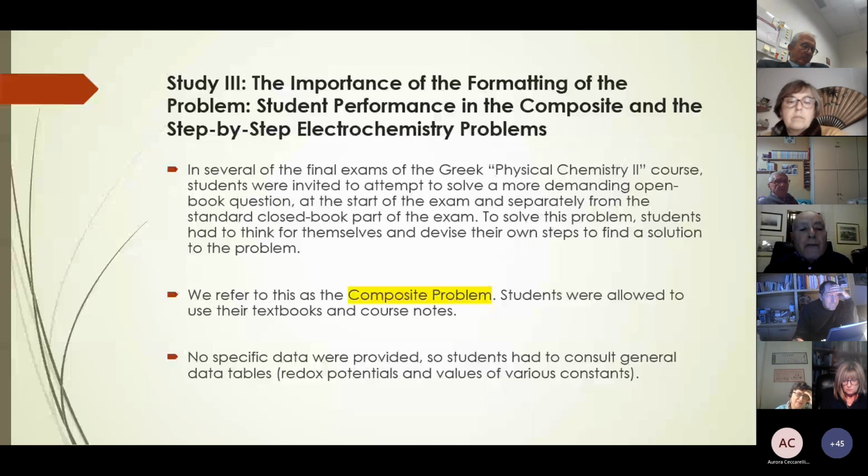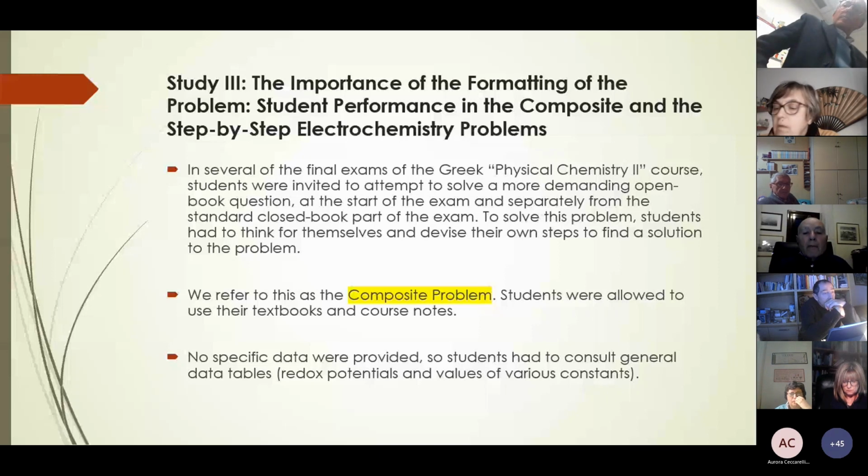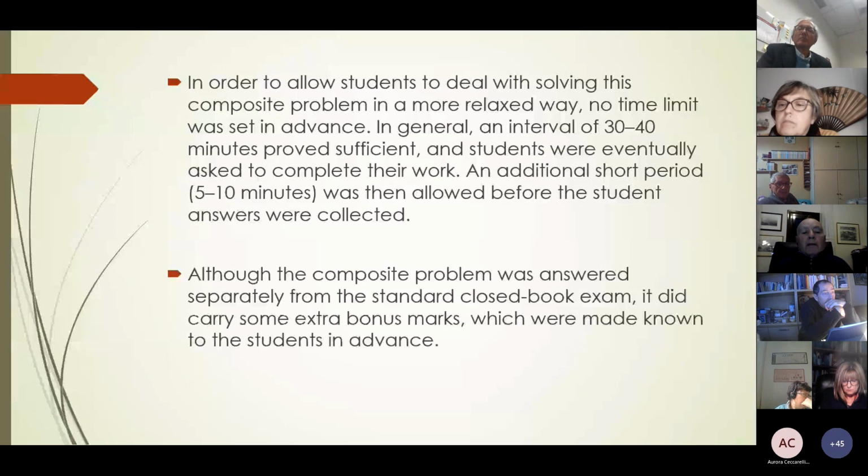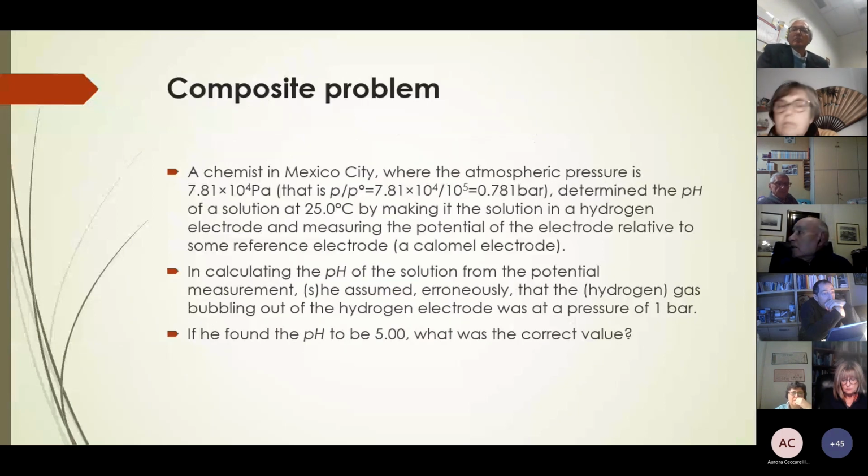Now, my final study, study 3: the importance of the formatting of the problem, dealing with student performance in the composite and the step-by-step electrochemistry problem. This is an example of a composite problem.